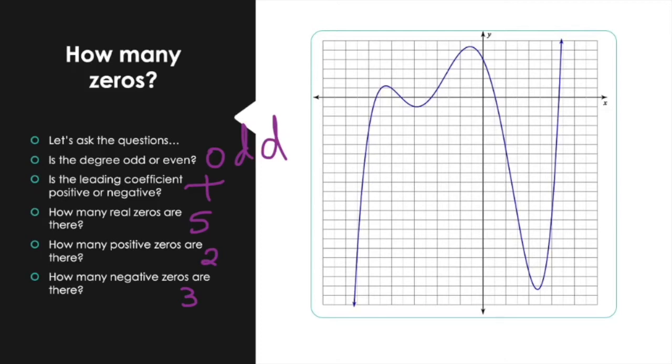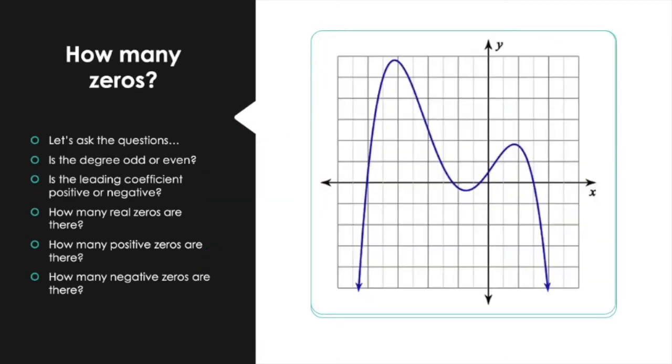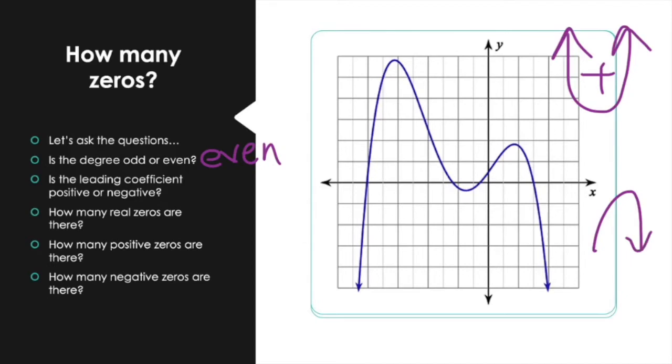Let's do another one. Same questions. Is the degree odd or even? Since they're going together, this one is not odd. This one is even. And the way we decide if the leading coefficient is positive or negative is how we did it with parabolas. If they both went up, it was positive. If they both went down, it was negative. And so this one, since both of these go down, it's negative.